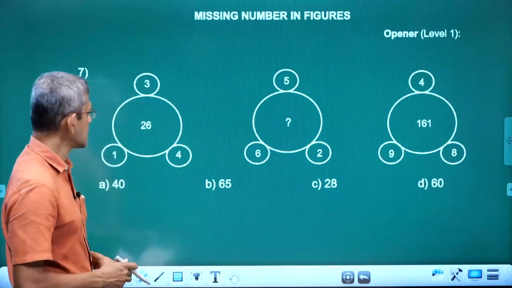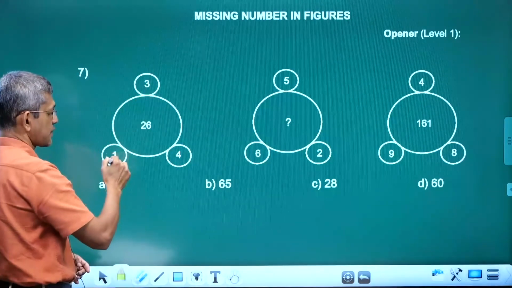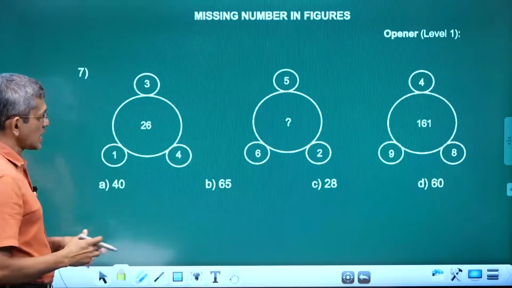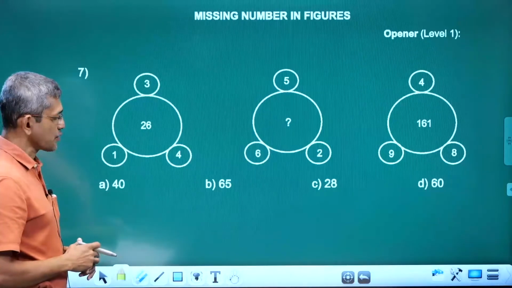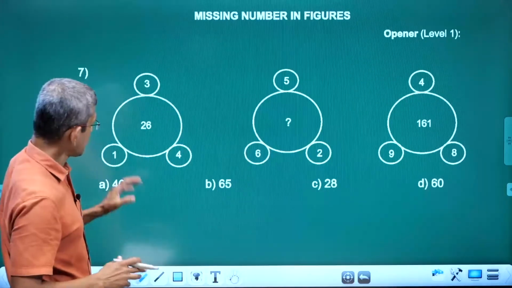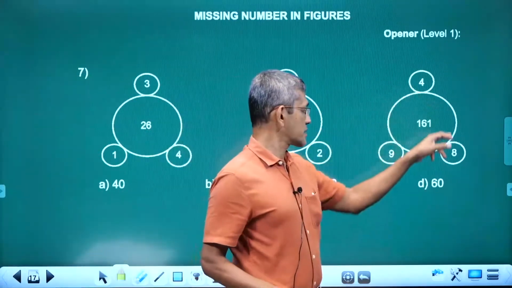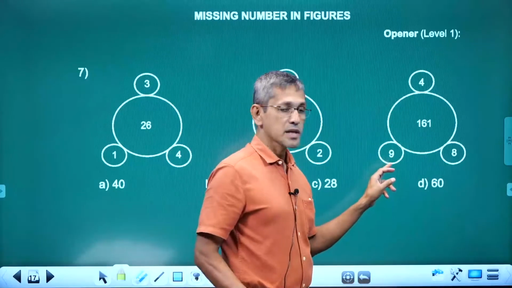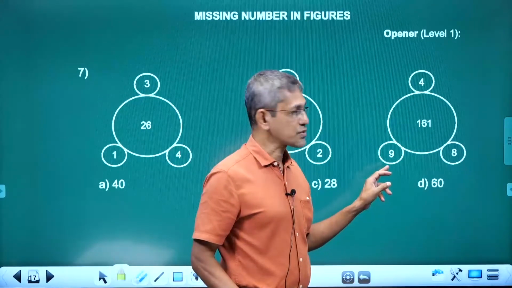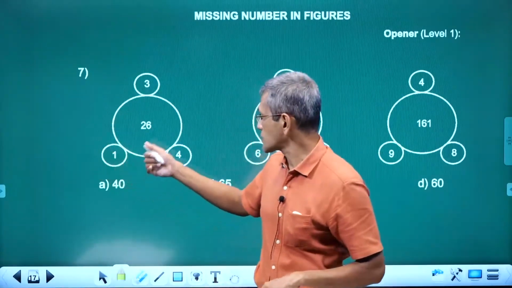So what is the pattern here? If you add this, 3, 1, 4, 4 plus 4, 8. So that 8 and 12 we have 26. So 8 into 3 is 24. 24 plus 2 is 26. And if you apply the same pattern over here, if you add these numbers, over here, 8 plus 4 is 12. 12 plus 9 is what? 21, right? So that 21, here what we have done, we multiplied. So this is 4.